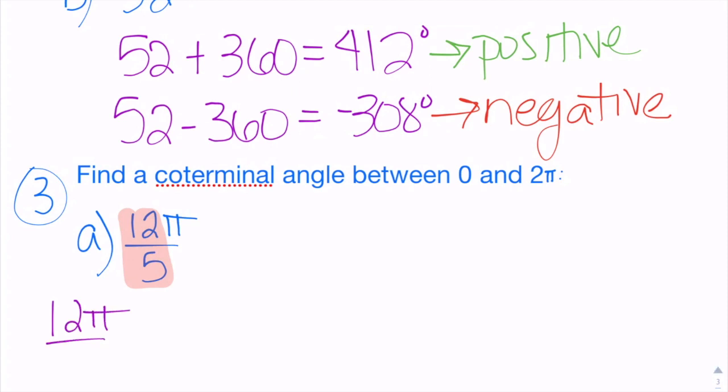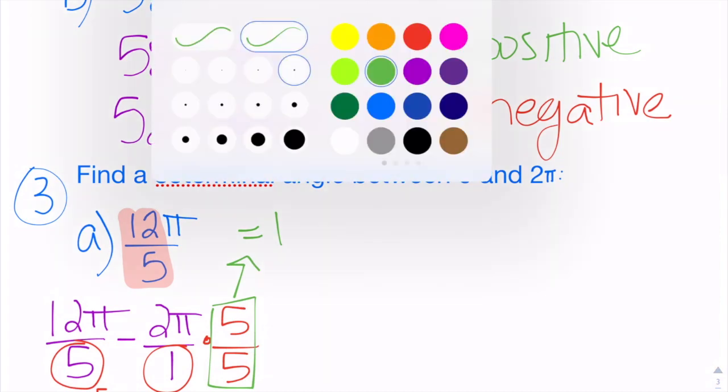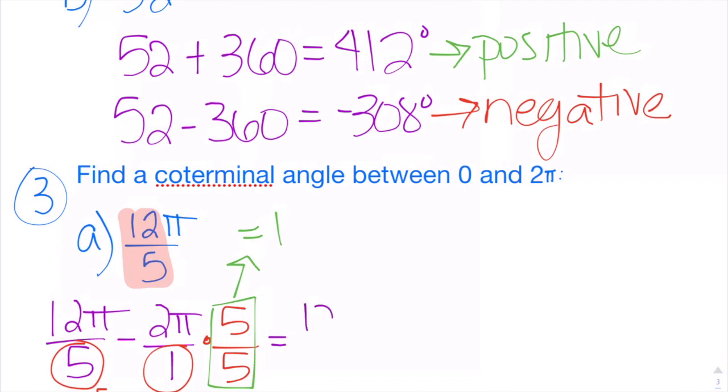So we're going to do 12 pi over 5 minus, I'm going to write it as 2 pi over 1 so that we have fractions. So here, we then need to get a common denominator when we are subtracting fractions. So this has a denominator of 5, and this has a denominator of 1. So I can get from 1 to 5 by multiplying by 5. So I'm going to multiply this by 5 over 5. And the reason I do 5 over 5 is because 5 over 5 is equal to 1. And if you multiply a number by 1, you do not change the value of that number.